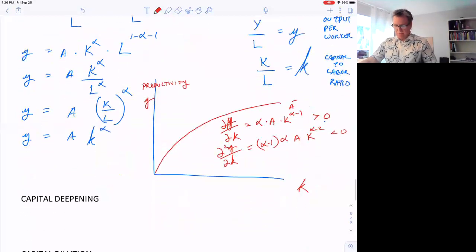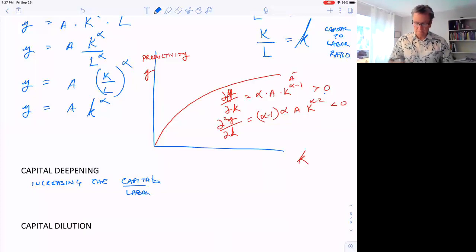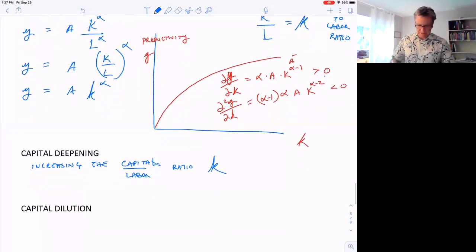Now, having more capital per worker is called capital deepening. So here, capital deepening is increasing the capital labor ratio, which is little k. Capital dilution is just the opposite, decreasing that capital to labor ratio.